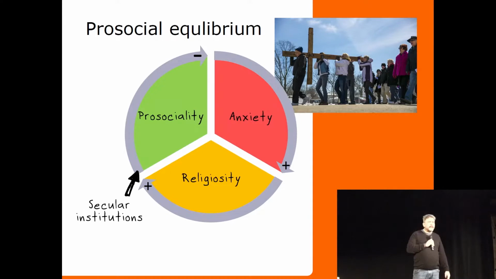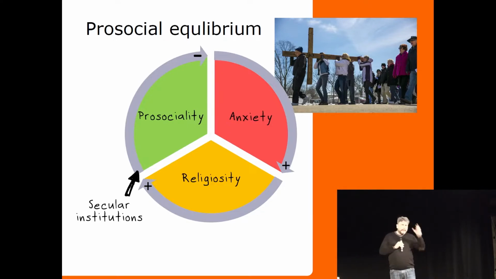So you can see that you have an equilibrium here in that if levels of anxiety grow higher, that drives up religiosity, that drives up prosociality, that helps the society to deal better with threats, so it lowers anxiety. If that gets too low, then religiosity drops, so does prosociality, and the threats, again, start to overwhelm the society.